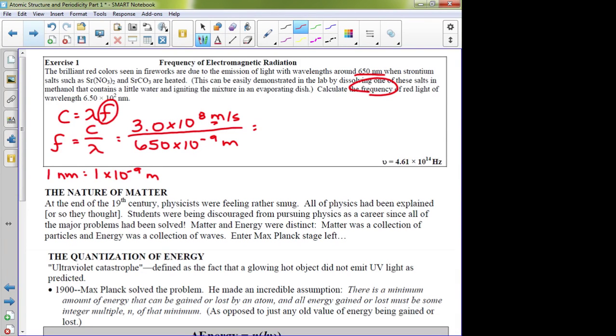If I divide this out in my calculator, I get 4.61 times 10 to the 14th. For my units, my meters cancel. Notice this S is in the denominator, so I would write this as S to the negative 1, because the negative 1 just means it's in the denominator. Or you can just use the unit first, whatever floats your boat.